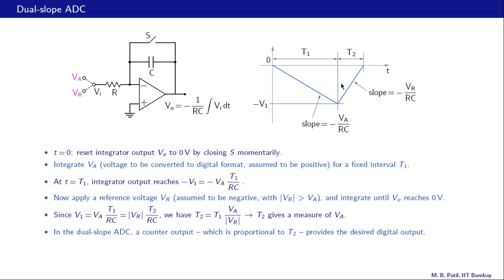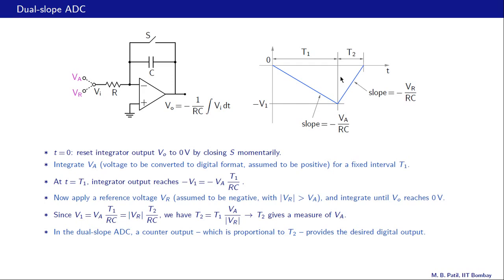And at this time, that is t equal to t1, we change the position of this switch from VA to VR. So VI is now equal to VR. And if VA is positive, then we choose a VR which is negative and also larger than VA in magnitude. So then what happens is VO starts increasing now because VR is negative, and this slope in magnitude is larger than this slope because our VR is larger in magnitude than VA. And this goes on until we reach 0.